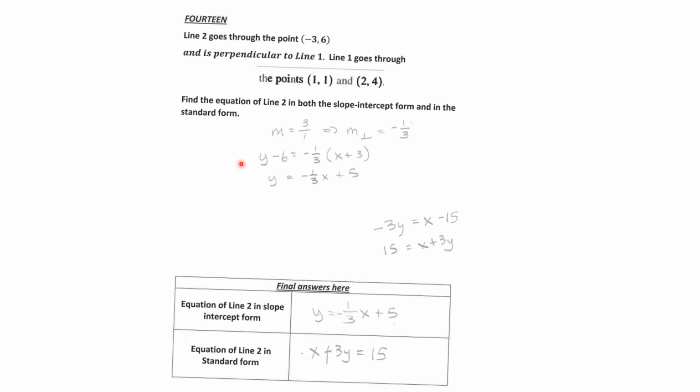You can use the point slope form. Y minus 6 equals minus 1/3 times the whole of x minus a minus 3. And so you get y is equal to minus 1/3 x plus 5. That's the equation of the line in slope intercept form. You were to put it in standard form, and that's going to tell you that you have x plus 3y equal 15.